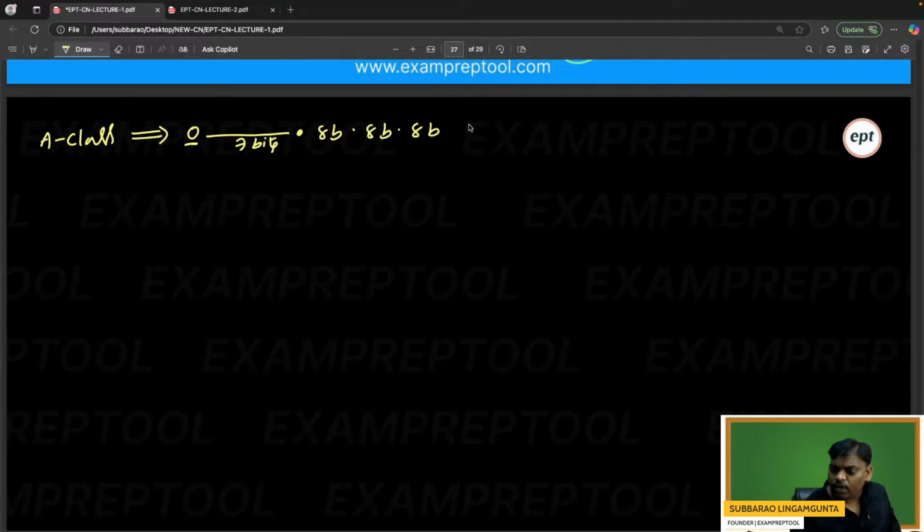Now, if you observe clearly, class A means 0 followed by 7 bits, then 8 bits. Right? Now try to understand. 0 followed by 7 bits means the range goes from 0 followed by 7 zeros to 0 followed by 7 ones.